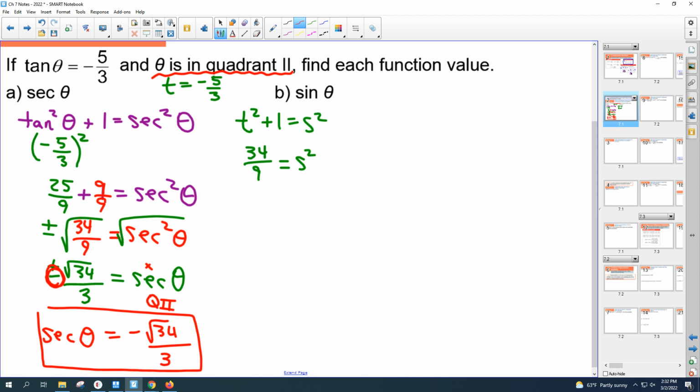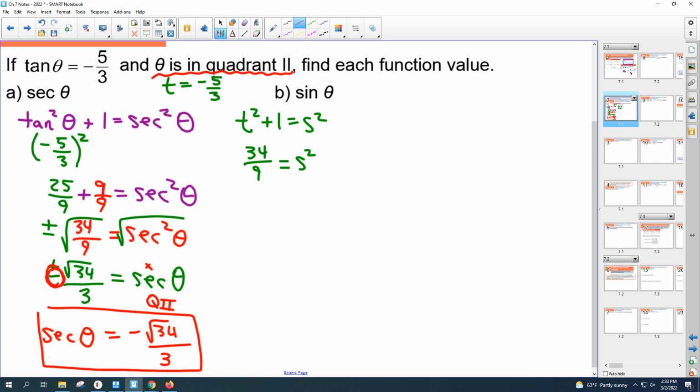Now, this method is good and it's useful, but it's way harder than what we did in chapter 5. Okay? Because the problem with this, what we're doing in chapter 7, is when I get to part B and I have to find sine theta, I have to have another equation and I have to do the whole thing again. Okay? With a different equation.